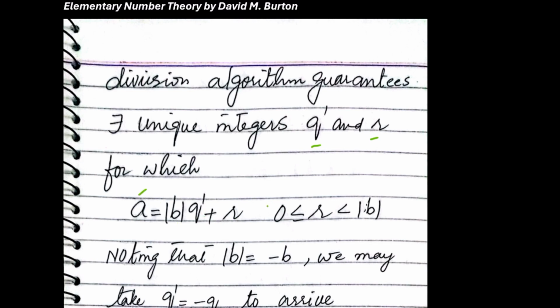Because in the standard division algorithm, if b is positive, then your dividend can be written as b times q plus r, where q is the quotient and r is the remainder. As here b is negative, but its absolute value will be positive, so now we can write a in this form: a is equal to |b| times q dash plus r, where r lies between 0 and |b|.